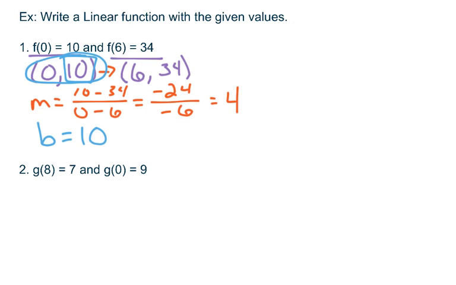Now, normally we would write this as y equals 4x plus 10. But like I said, if the problem is written in function notation originally, and if the directions say write a function, we need to write our answer in function notation.